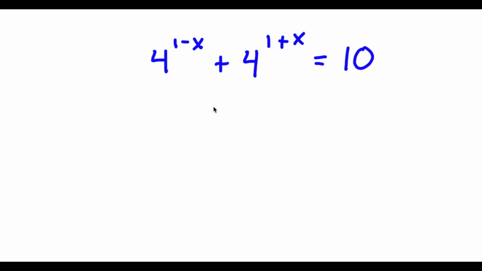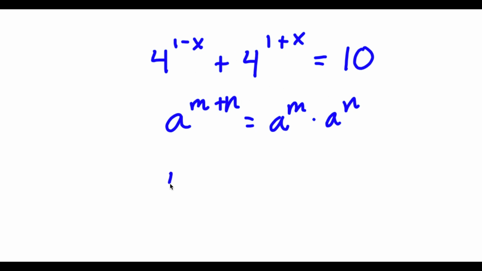Alright, so in this problem, I have 4 to the power of 1 minus x plus 4 to the power of 1 plus x is equal to 10. So to start, if I have something of the form a to the power of m plus n, this is equal to a to the power of m times a to the power of n.